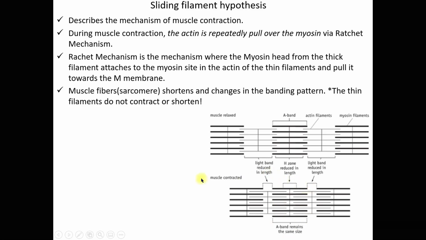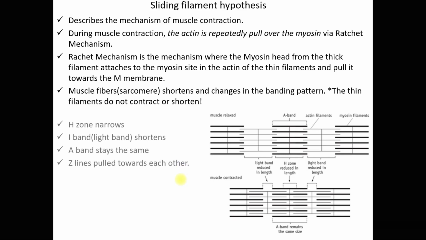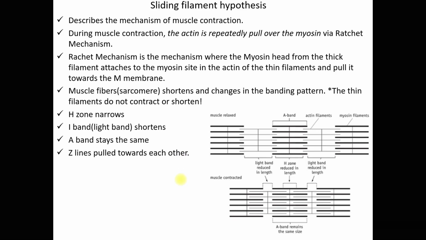Muscle fibers shorten and change in the banding pattern. The thin filaments do not contract or shorten. Please take note of that. The H zone narrows, then the I band shortens. The A band stays the same. It doesn't change. If you compare these two, the A band doesn't change. The Z lines, however, are being pulled towards each other, right?